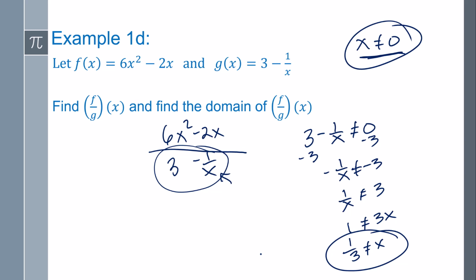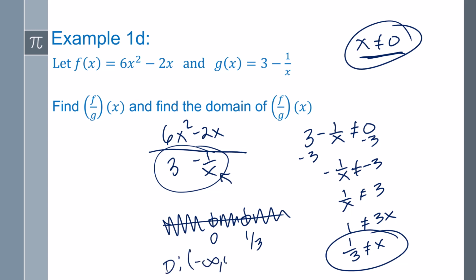So I'm going to plug those into a number line. I never stipulated that it can't be anything else. And so my domain is going to be from -infinity to 0, union from 0 to 1/3, union from 1/3 to infinity.